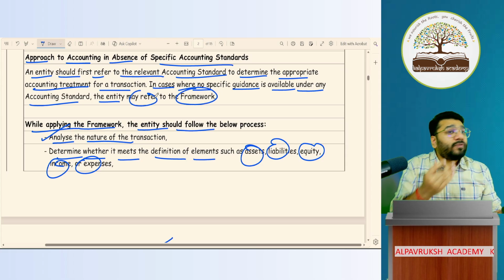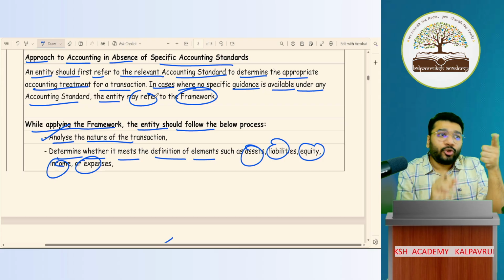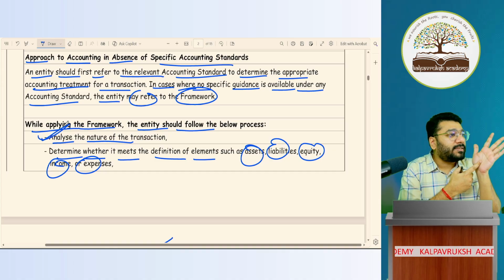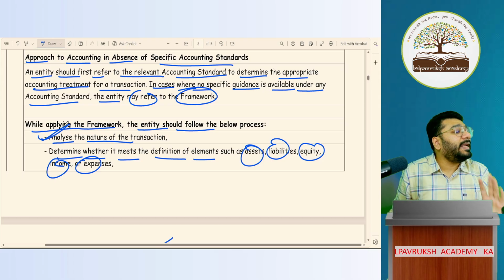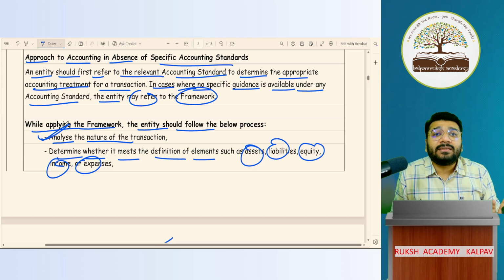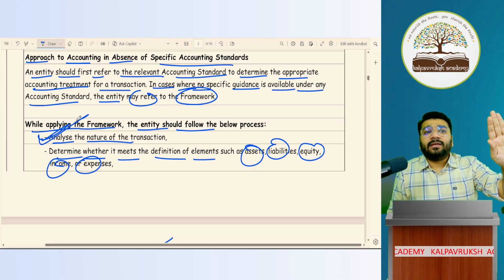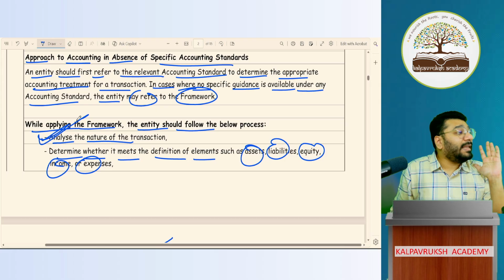framework. So when you come to the framework, you should know the step-by-step procedure, no boss. How should I apply it? You should know or not? Yes. So first, analyze the nature of the transaction. What type of transaction is this? Example, the transaction is cryptocurrency. Regarding cryptocurrencies, is there any AS which is giving us guidance? No. Got it, not got it? Okay. So you have analyzed the nature of cryptocurrency. Second, what is the type of the element? What element is it?